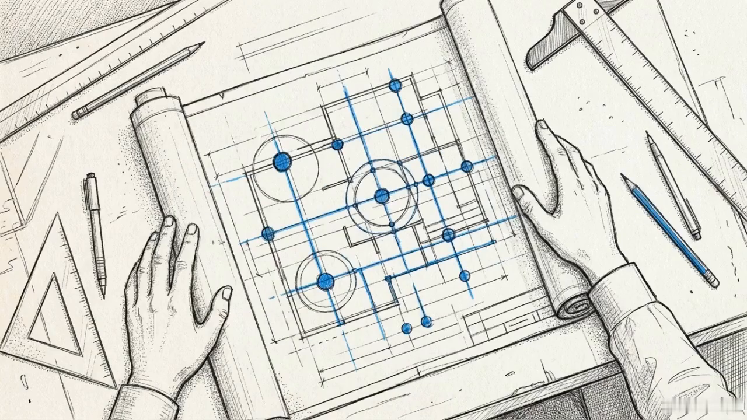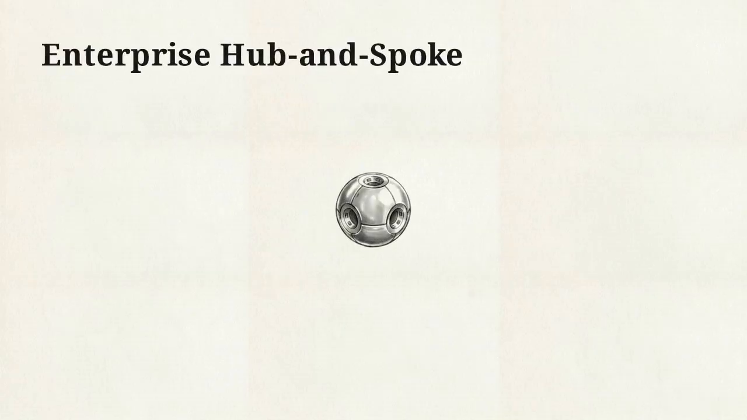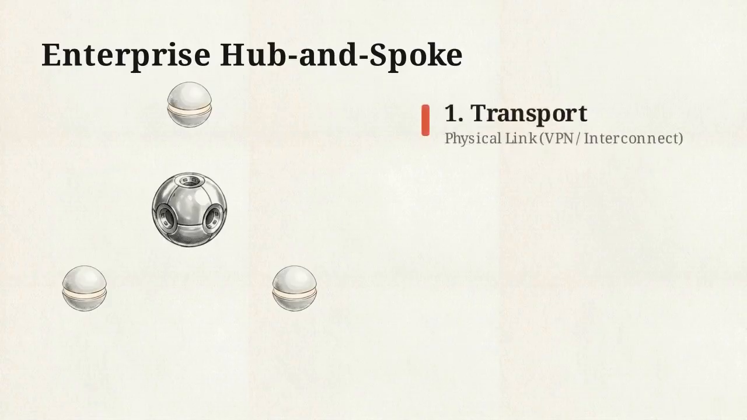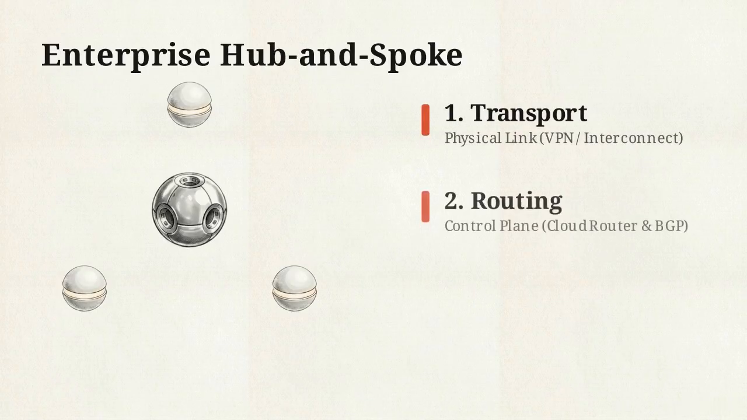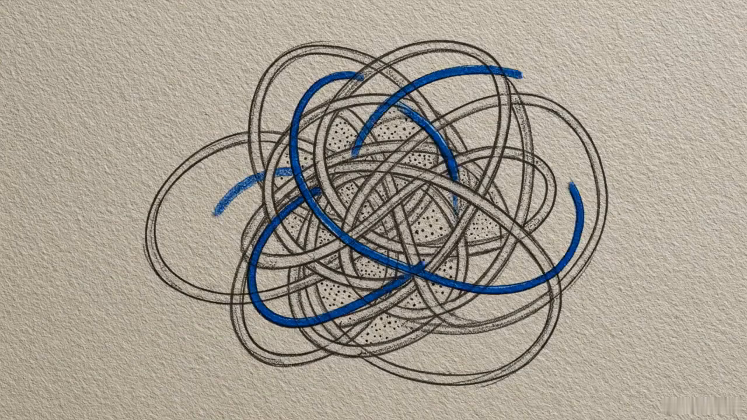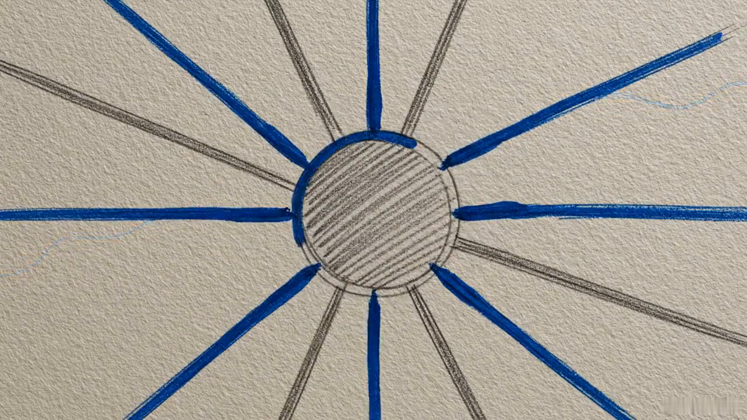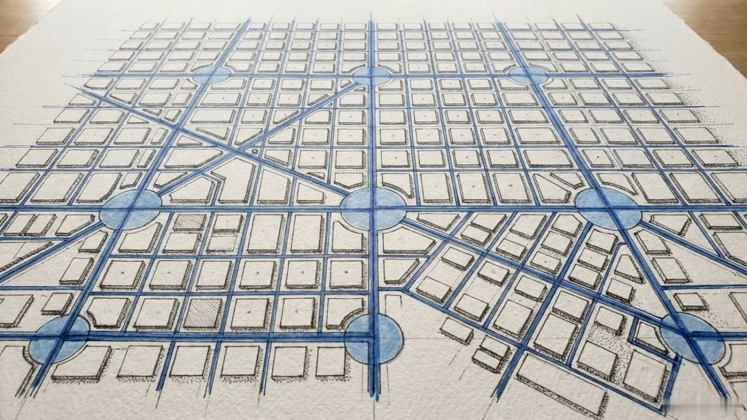To avoid that failure, we will map the precise architecture required to build a highly resilient, highly scalable hybrid connectivity model on GCP. We will build an enterprise-grade hub-and-spoke topology from the ground up. We will evaluate the physical transport layer, implement dynamic BGP routing in the control plane, and establish a centralized security topology. Moving from a mesh to a hub-and-spoke model reduces the total number of connection points you have to manage, allowing the network to grow without a linear increase in administrative complexity.